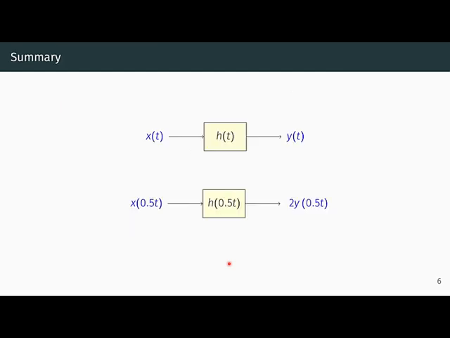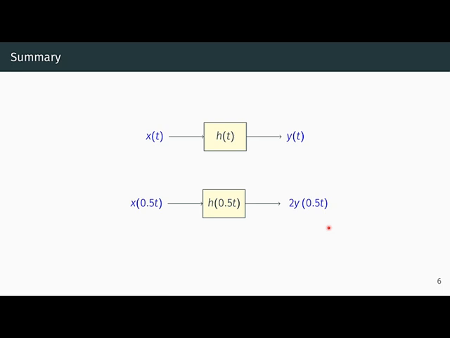Let us summarize what we got. We are given an LTI system with impulse response h(t) and input x(t), and the output we assume to be y(t). Our question is, what is the output of the second system whose impulse response is h(0.5t) and the input is x(0.5t)? By taking the help of the time scaling property and the convolution property, we proved that the output of that system is 2 times y(0.5t).